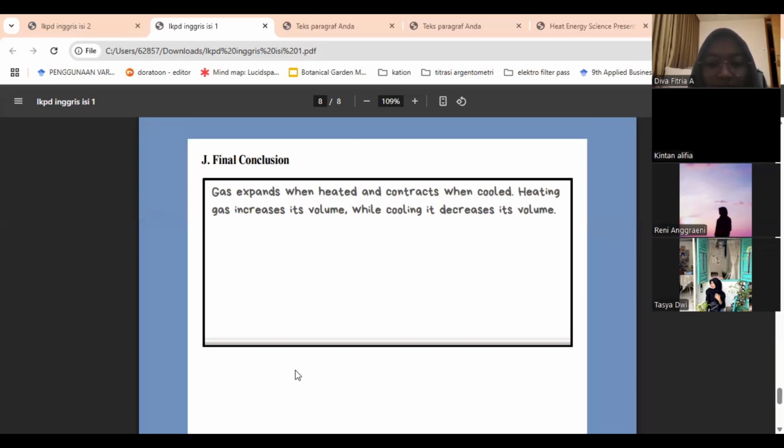Okay, the final conclusion is gas expands when heated and contracts when cooled. Heating gas increases its volume, while cooling it decreases its volume.